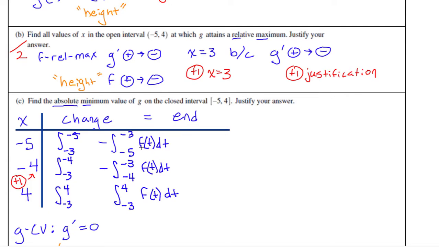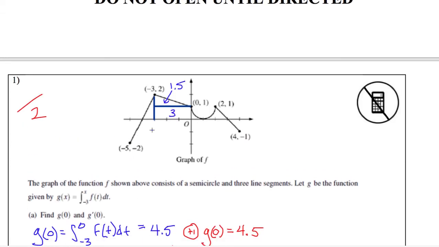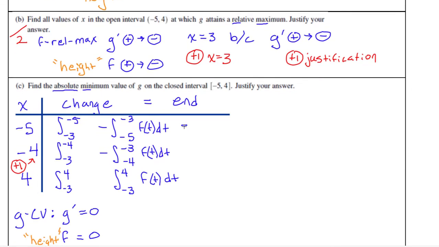Again, all of this is just talking about area. So what is the area between -5 and -3? Between -5 and -3, these two triangles right here cancel each other out. This triangle here and this triangle here have the same area. One of them is negative, one of them is positive. So this is equal to 0.